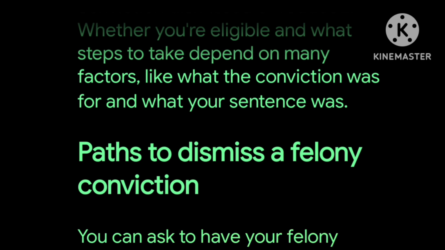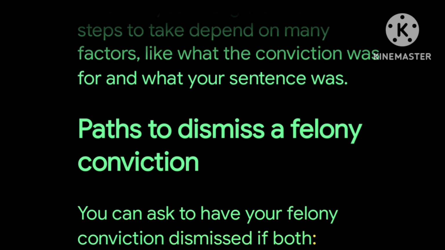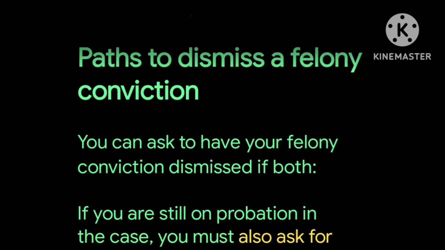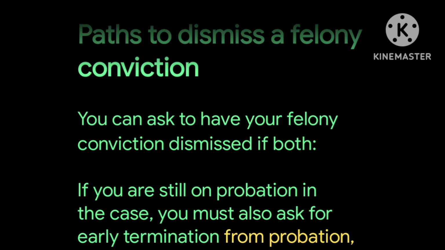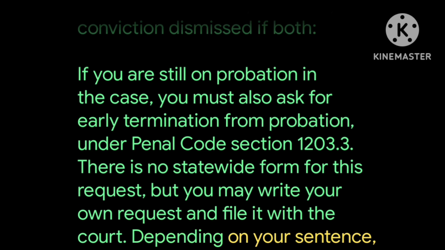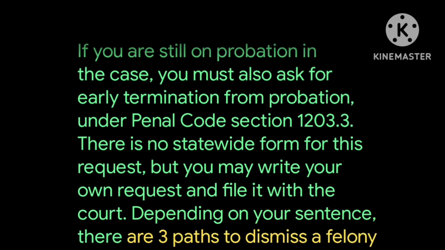You can ask to have your felony conviction dismissed if both. If you are still on probation in the case, you must also ask for early termination from probation, under Penal Code Section 1203.3. Depending on your sentence, there are 3 paths to dismiss a felony conviction.